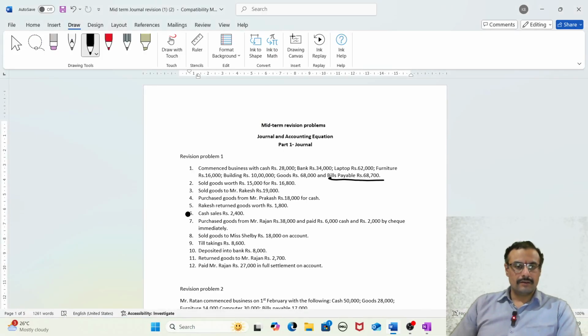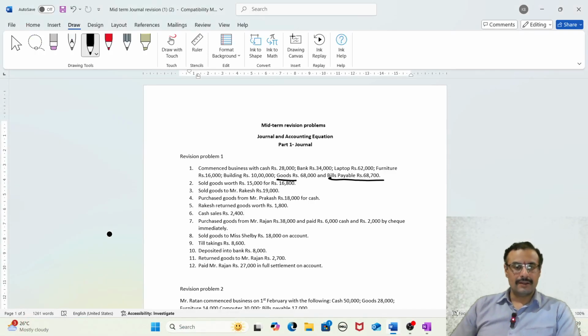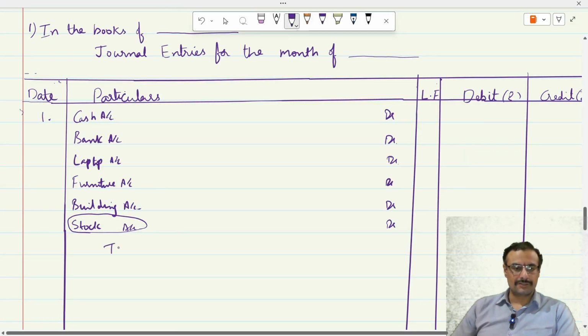Then goods. Now this goods, whenever the owner gives the goods as capital, we do not call it as goods, we call it as stock. So instead of writing goods account, you should write stock account debit. Be careful about this. This is the one area many students make mistakes. It is stock account debit. You need not encircle like this in your exam. Then leave one line because that is for capital to capital account.